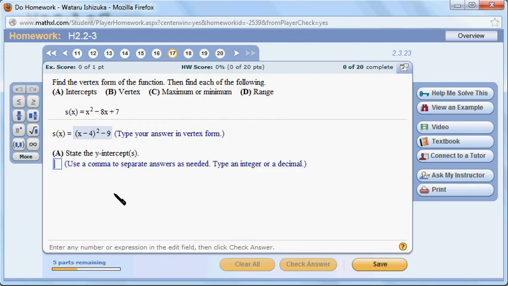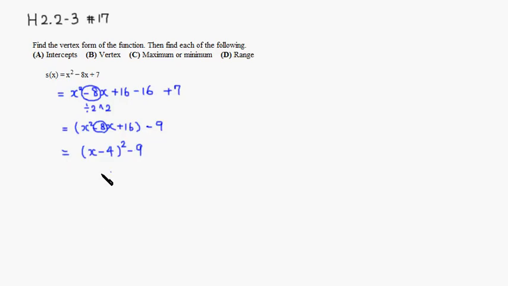Now we want to find the y-intercept. So let's find the y-intercept. So go back here. So part A, right, if you want to find the y-intercept, remember that we're going to set x equals 0, right? So here we just have to find s of 0, right? So every time you see x, we put 0.